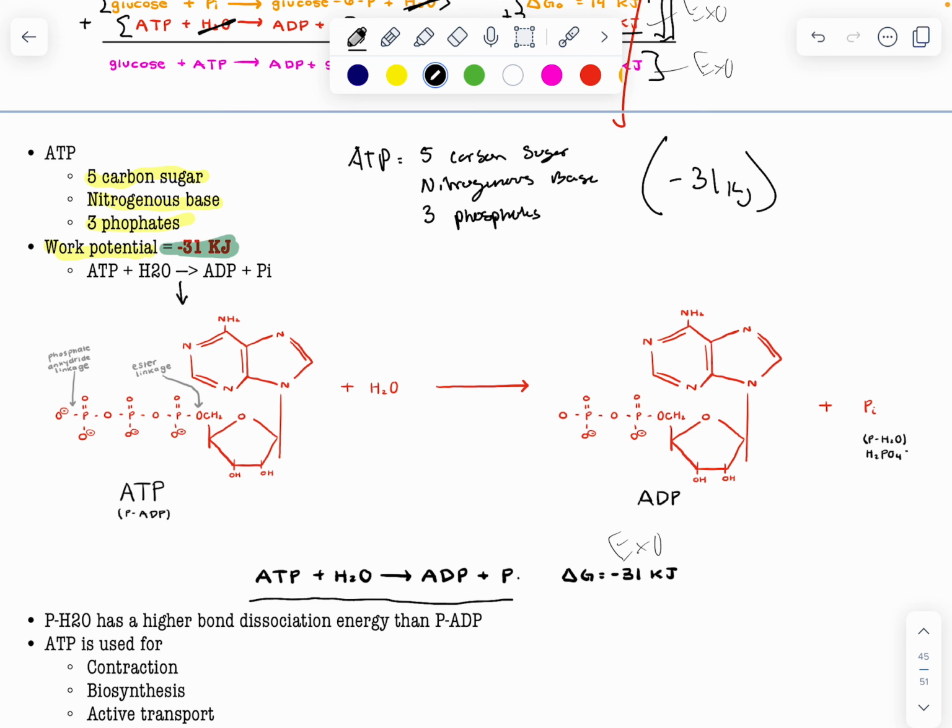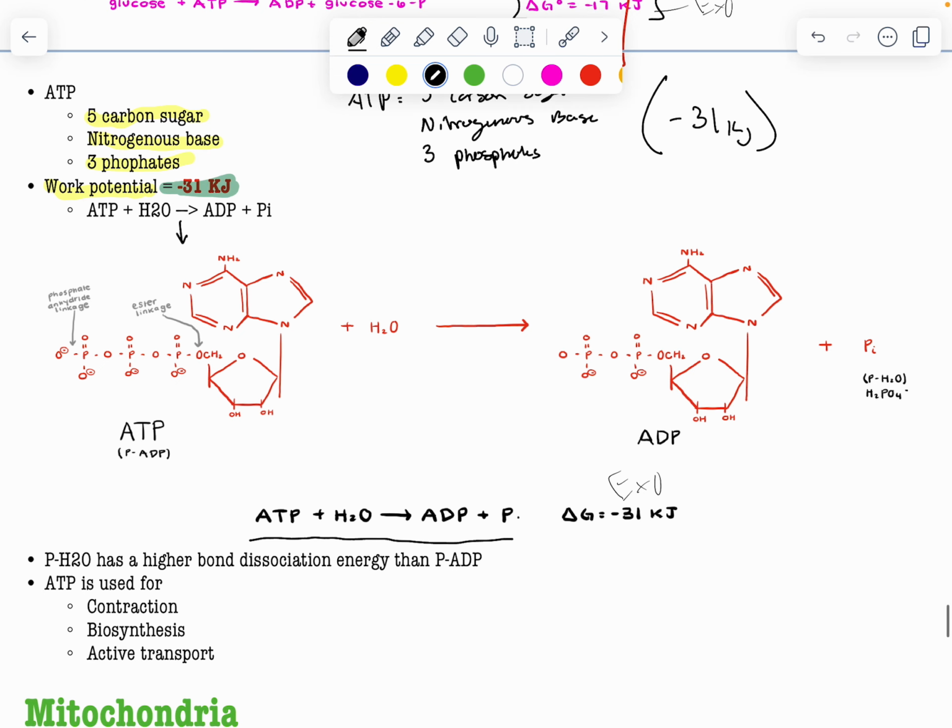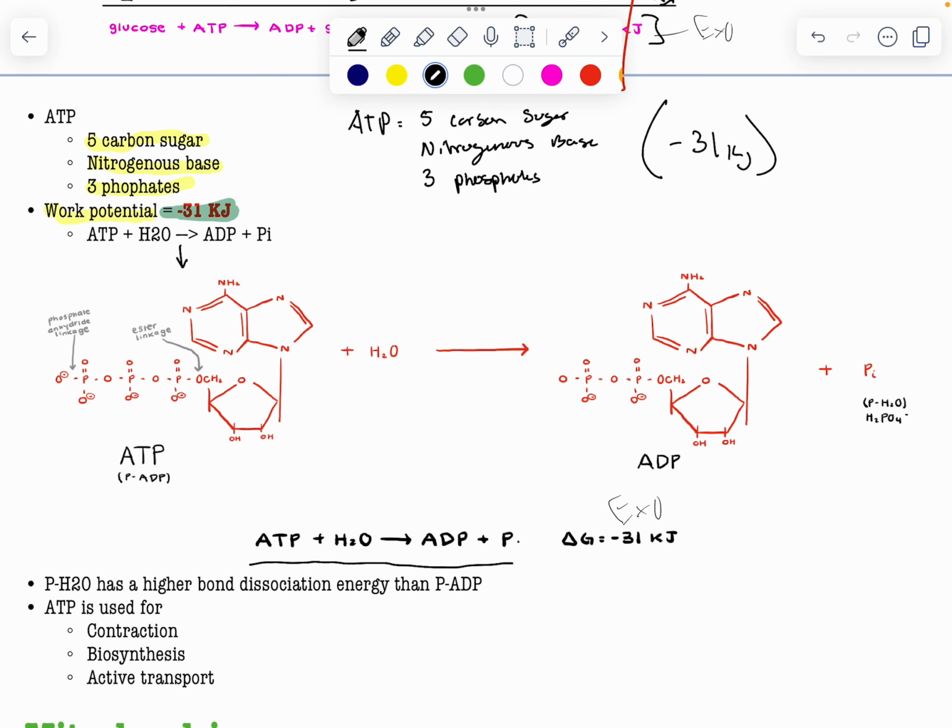ATP: 5-carbon sugar, nitrogenous base, 3 phosphates, work potential negative 31 kilojoules. ATP will always have negative 31 kilojoules.